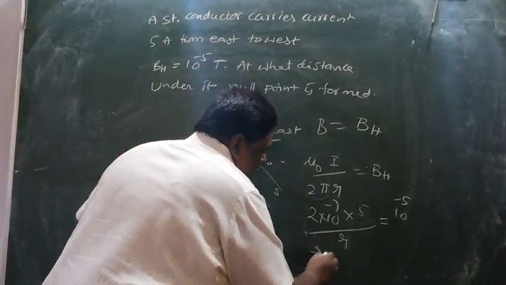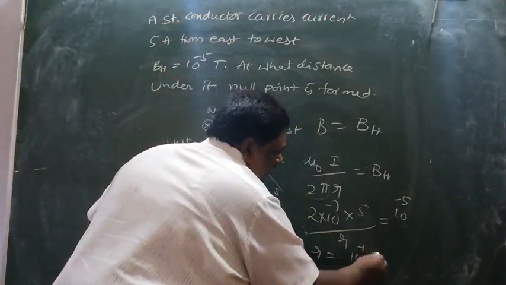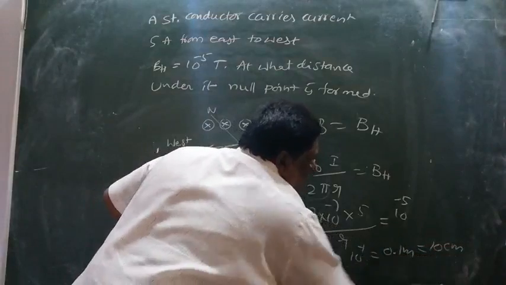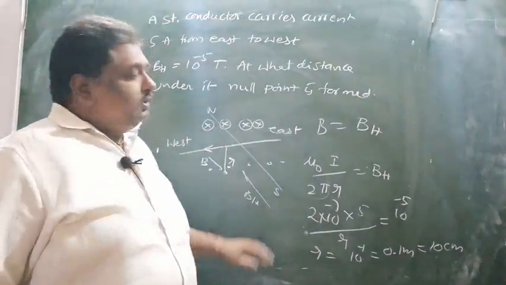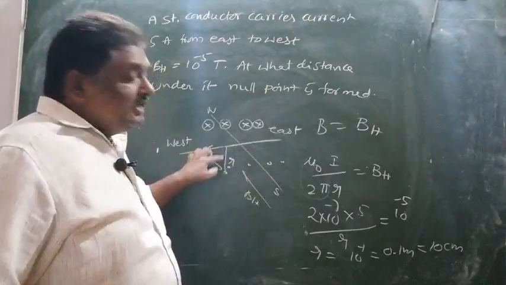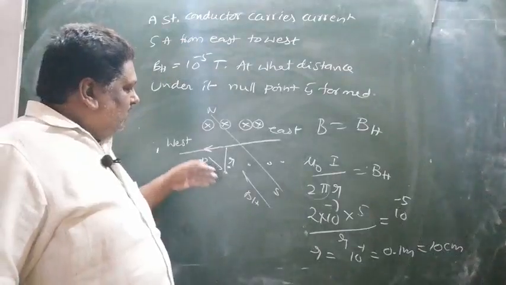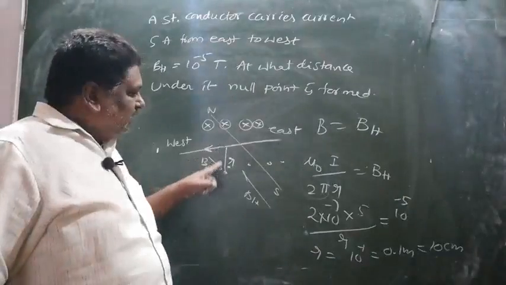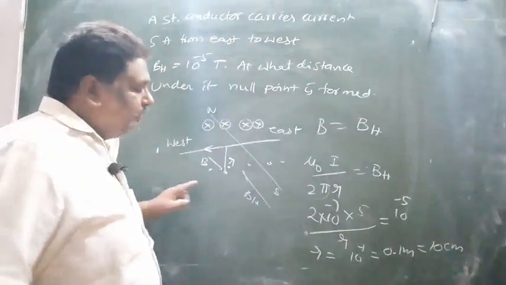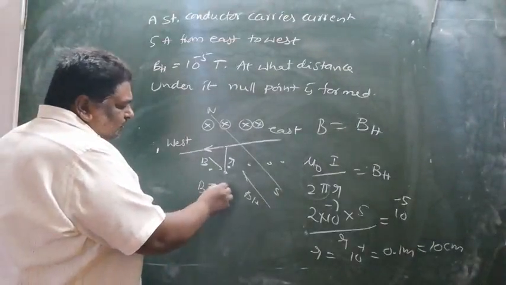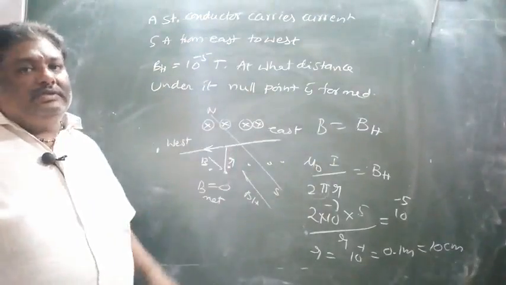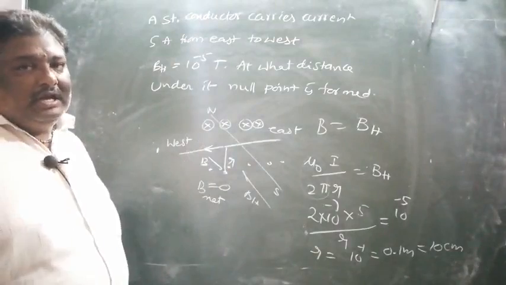So R is equal to 10 power minus 1, or 0.1 meter, or 10 centimeters. So at 10 centimeters distance from the wire, the earth's magnetic field equals the magnetic field produced by the straight wire. So a null point will be formed. Here B net is equal to 0.